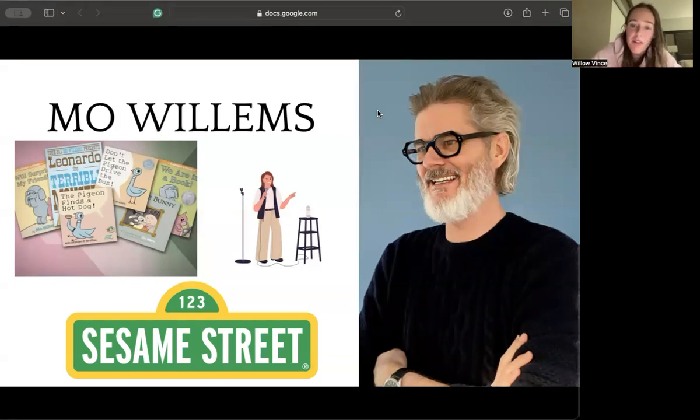Before writing his books, Mo Willems started his career as a stand-up comedian and writer for Sesame Street. He's most well known for his unique humor and very expressive illustrations, and he does all of these illustrations throughout all of his books himself. His books really invite kids to actively participate, like Don't Let the Pigeon Drive the Bus.